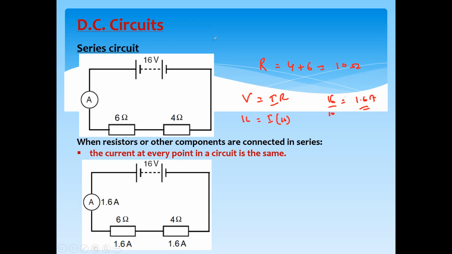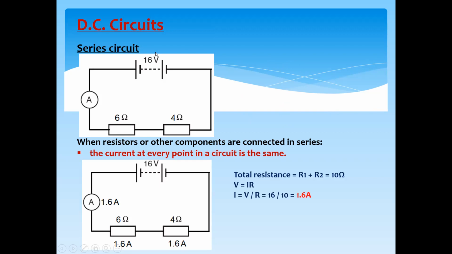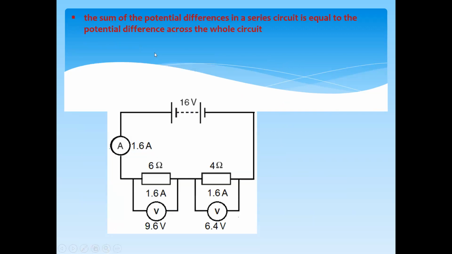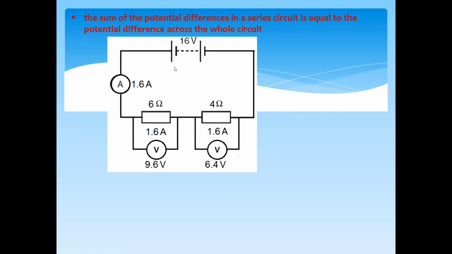And that current will be the same as the current in each component. But what about the voltage? The voltage will divide between the components. Like if the total voltage is 16 volts, this 16 volts will divide between the components. How do we know the voltage across the 6 ohm and the voltage across the 4 ohm? So again we use the formula V = IR.